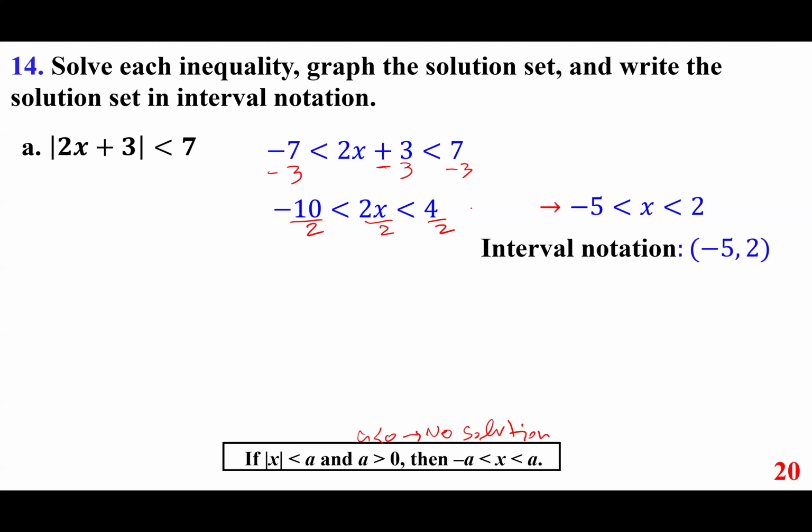Interval notation, we put from -5 to 2 in parentheses because that means the endpoints are not included. If we had the equality here, then we would use brackets, meaning the endpoints are included.